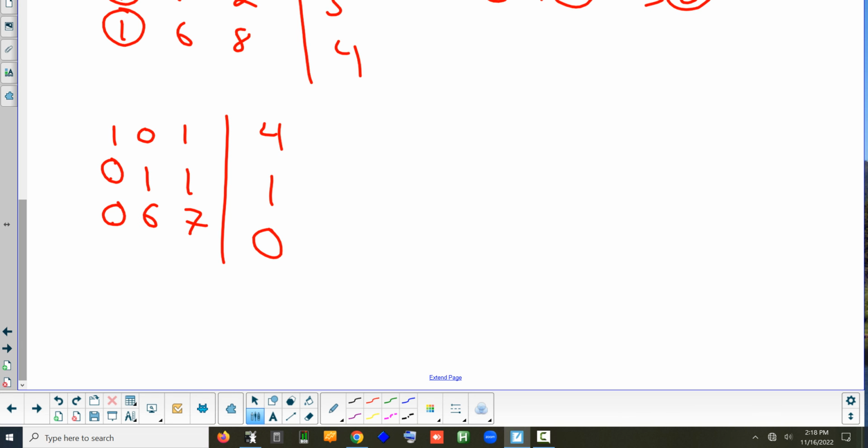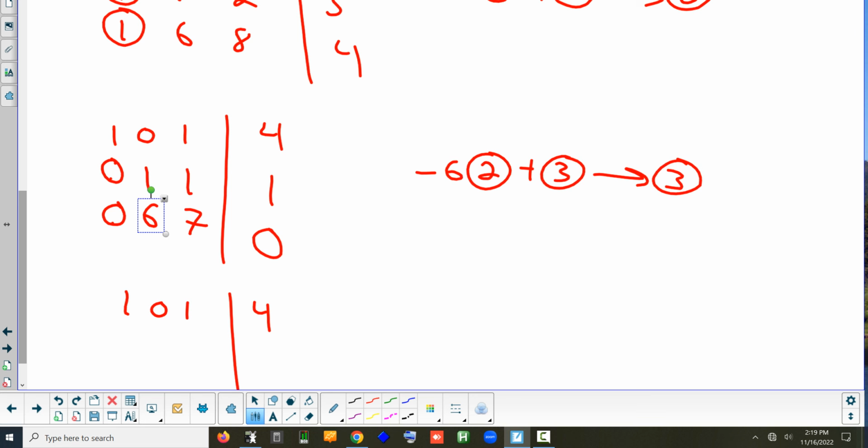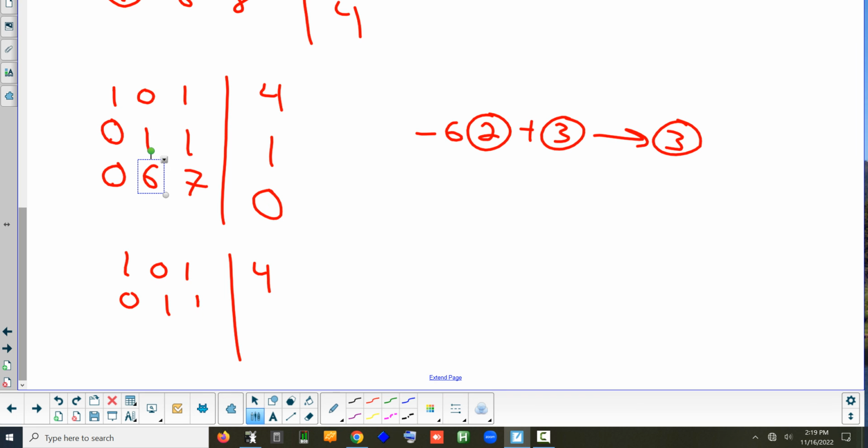So what could I multiply this number by and then add it to that number so I get a 0? Negative 6. So we're going to do negative 6 times everything in the second row. And we're going to add that to what row? Row 3. And that's going to replace what's currently in row 3. Yep. So what row is not changing this time? Row 1 and 2. 1 and 2 are done. So just copy them over. 1, 0, 1, 4. 0, 1, 1, 1.